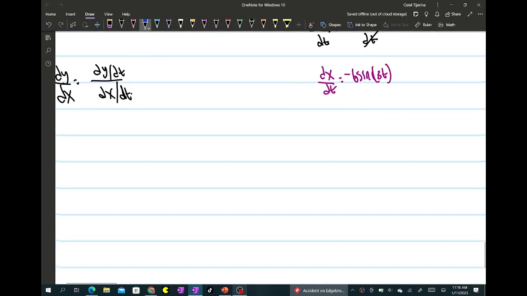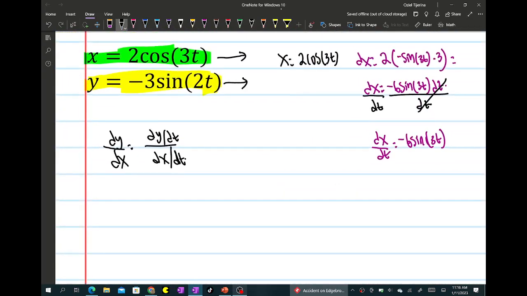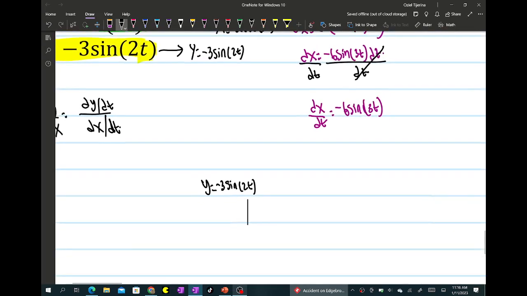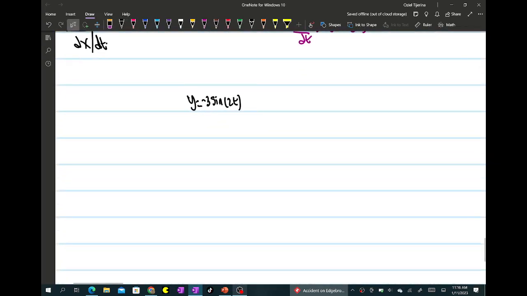So we know that y is negative 3 sine of 2t. Let me kind of zoom in a little more if I can. Okay, let me write it a little bit bigger. So y equals negative 3 sine of 2t.